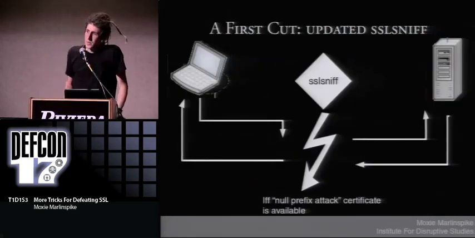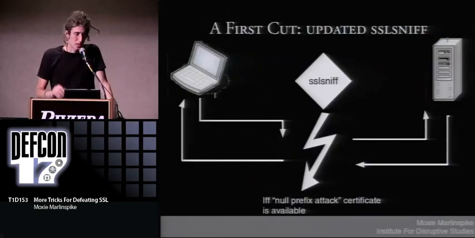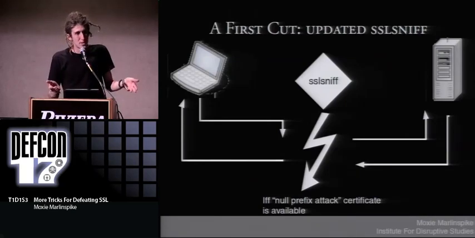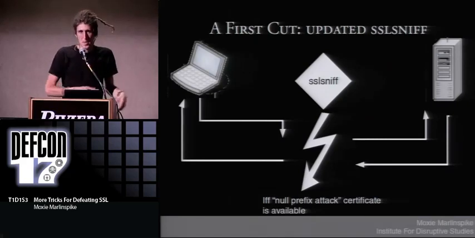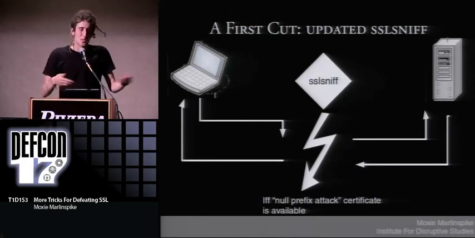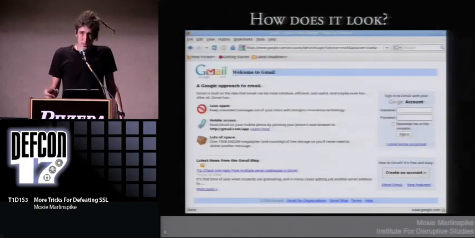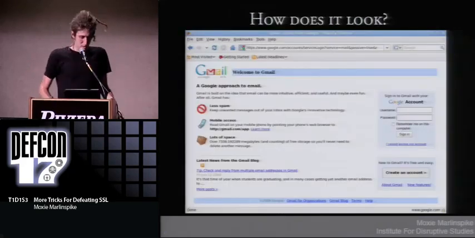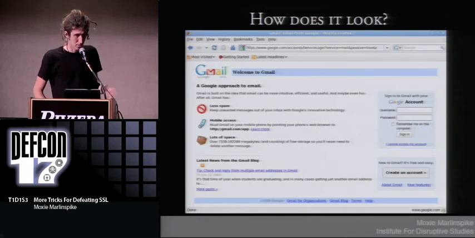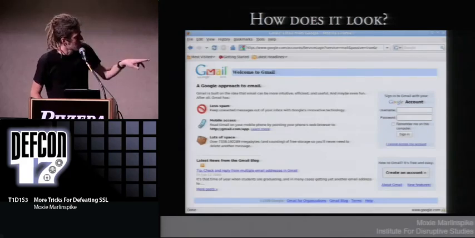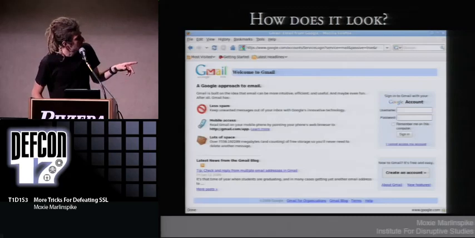Okay, so now we've updated sslsniff, and we have a first cut of this, and we perform a man-in-the-middle attack, and if we have a null prefix certificate for the site the client is going to connect to, we send that back and complete the man-in-the-middle attack. Otherwise, we just let everything go through, right? So how does that look, compared to what we were talking about earlier? So this is Gmail's login page, secure site. This is the secure version. This is the attack version.